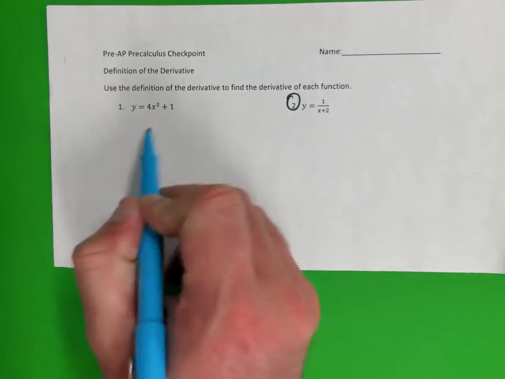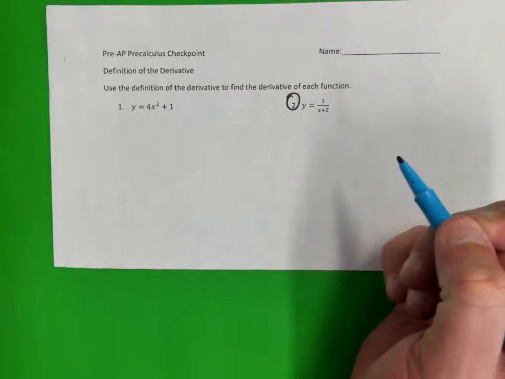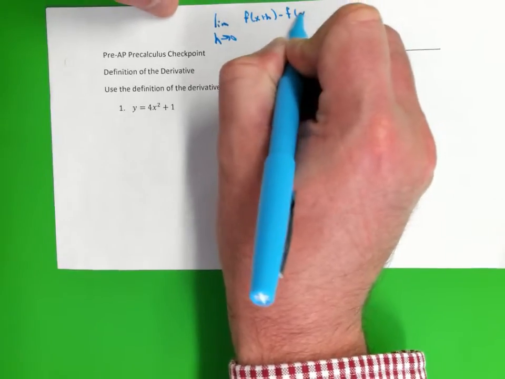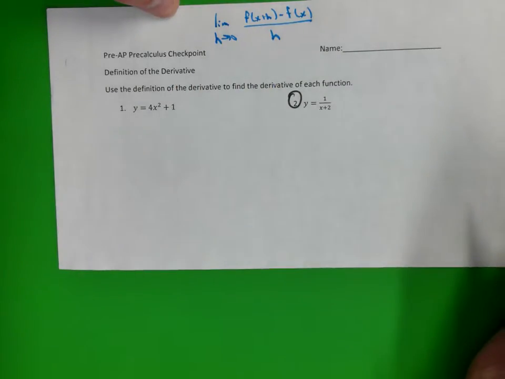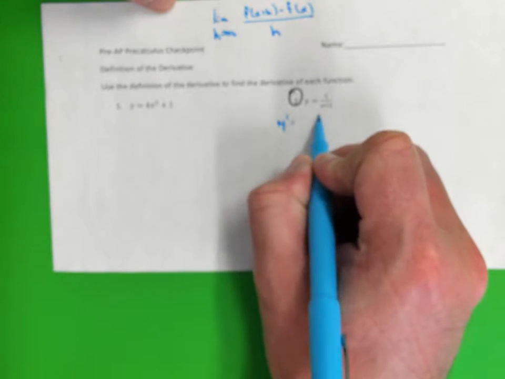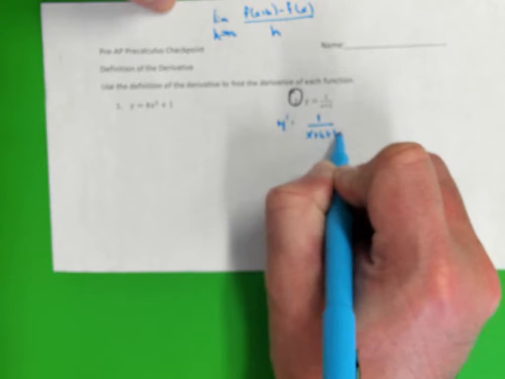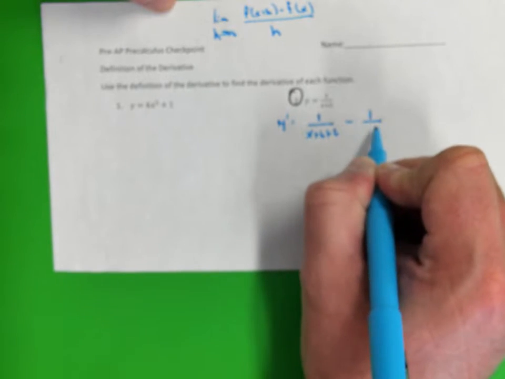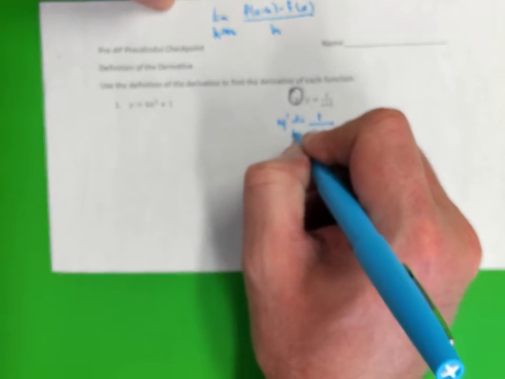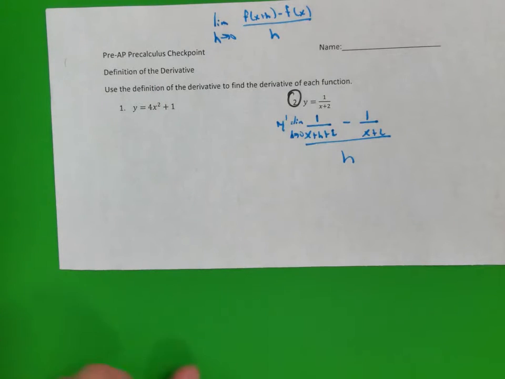All right, number 1. I'm not going over this type. You did good on this type on your checkpoint. I'm looking at number 2. Is everybody good with number 2? All right, so let's look at our formula. Our formal definition: limit as h approaches 0 of f of x plus h minus f of x, all over h. Okay, if I plug x plus h in there, y prime equals 1 over x plus h plus 2 minus 1 over x plus 2, all over h. I keep forgetting to put that limit in there. Yes, sorry about that.